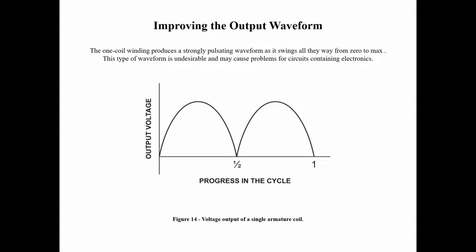Now they talk about improving the waveform. So we have this pulsating, in this case, DC coming out of here. They say progress in the cycle, and just for review, a cycle is a 360-degree rotation. An alternation is half a cycle. So one bump is an alternation. It takes 2 alternations to make up a cycle in AC. In DC, we talk about it a little bit differently, but in AC, we'll just say a full revolution, 360 degrees, is a cycle.